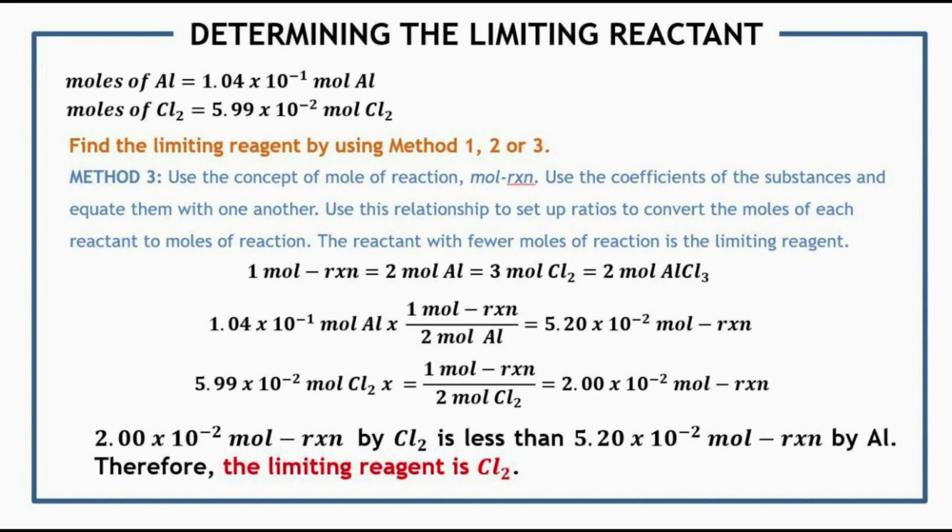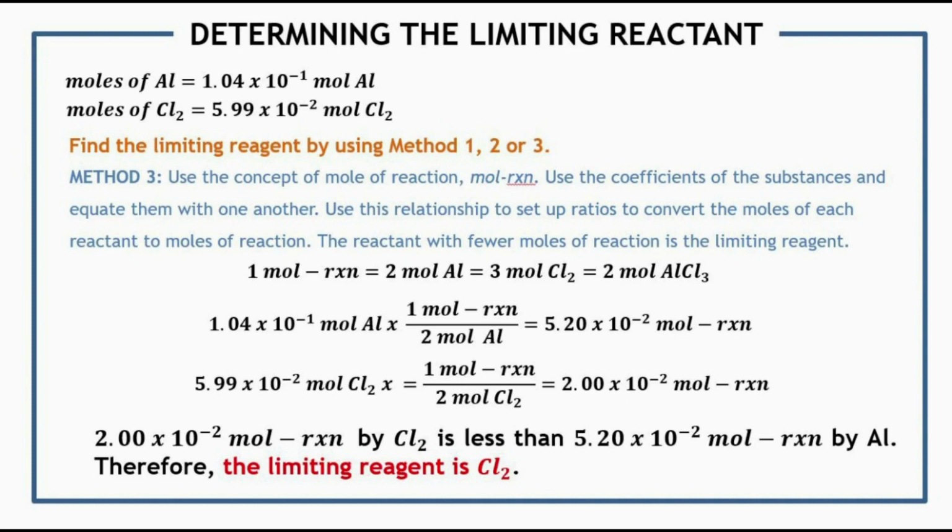So we are going to compare these two here, and it says use this relationship to set up ratios to convert the moles of each reactant to moles of reaction. The reactant with fewer moles of reaction is the limiting reagent. So among the two, this one is fewer. Therefore, the chlorine reactant is our limiting reagent.